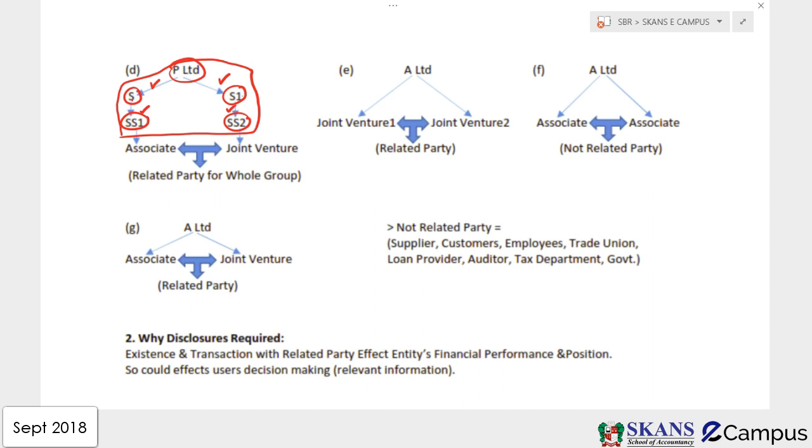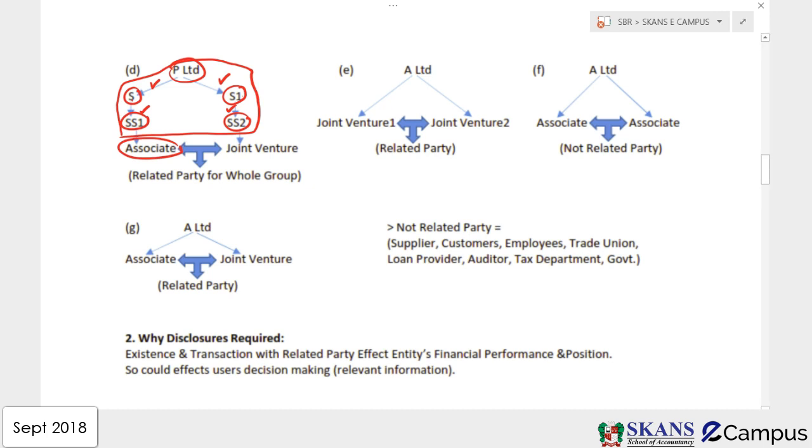Now guys, if we take a group as one unit, and this group has an associate, then this associate is a related party to each member. I'm saying again, the associate of one member of a group is a related party to each. It means this associate is a related party to SS1, to S, to S1, SS2, and even the P.